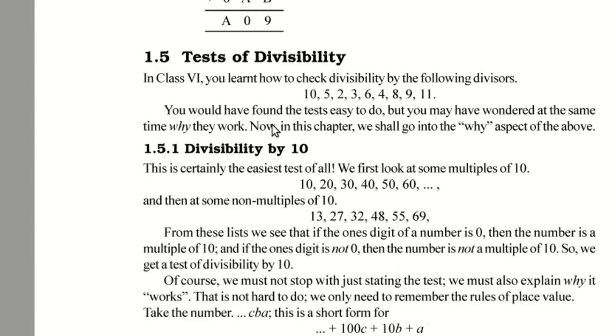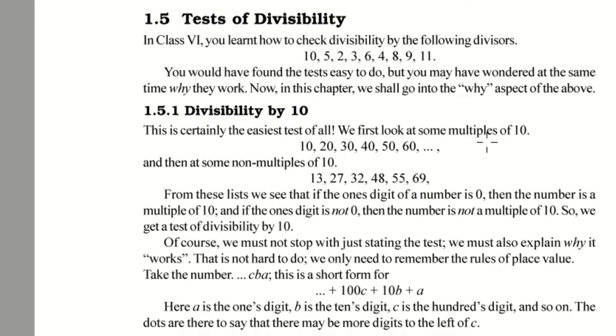This is a continuation of the previous lecture. Tests for divisibility. Divisibility by 10. Observe the multiples of 10: 10, 20, 30, 40, 50, 60, 70 and so on. And observe some of the non-multiples of 10: 11, 25, 49, 99, 123 and so on.